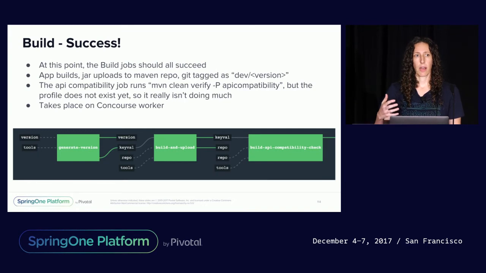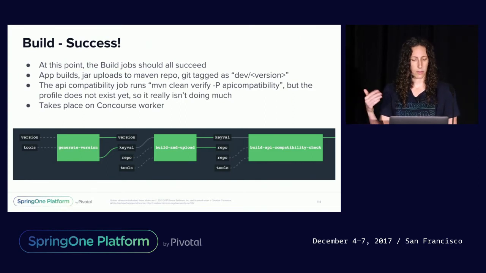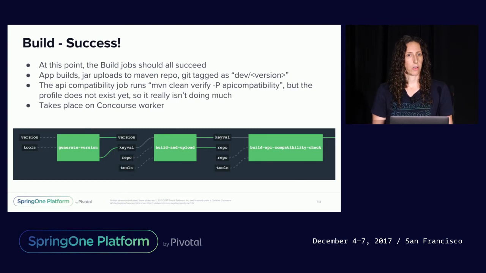You are also having the pipeline automatically upload those jars to your artifact repository, and you're tagging your Git repository with dev in the version. So you've already accomplished quite a bit. The API compatibility job won't do anything until Act 3 because that's based on contracts. And all of this, as I said, is taking place on the Concourse worker.